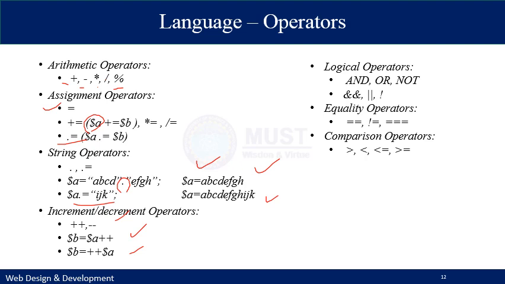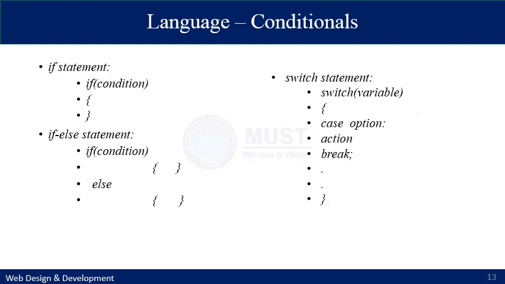There are logical operators such as AND, OR, or NOT, which are similar here. Double ampersand is used for AND. Double bars are used for OR, and exclamation mark is used for NOT. Again, the equality operator is double equal to, and not equal to, and if you want to check the type in the equality operators, you can use the triple equal to operator. Similarly, greater than, less than, less than or equal to, and greater than or equal to are used for the comparison operators.